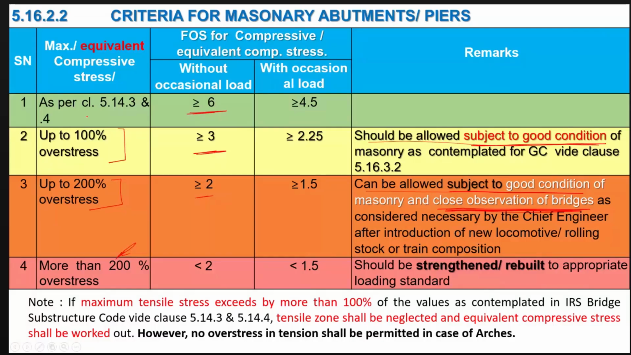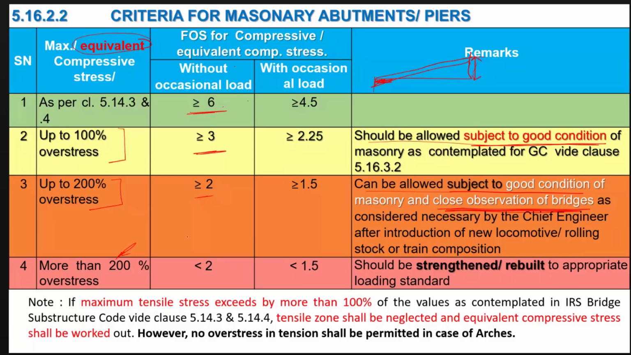Here I have said that the compression should be equivalent. It means if there is a tension like this, with maximum compression and tension, then this tension has to be compensated by an increased equivalent compression, so that it can be taken like this. So this is called the equivalent compression stress. How this will be calculated, I will discuss in the next slide.